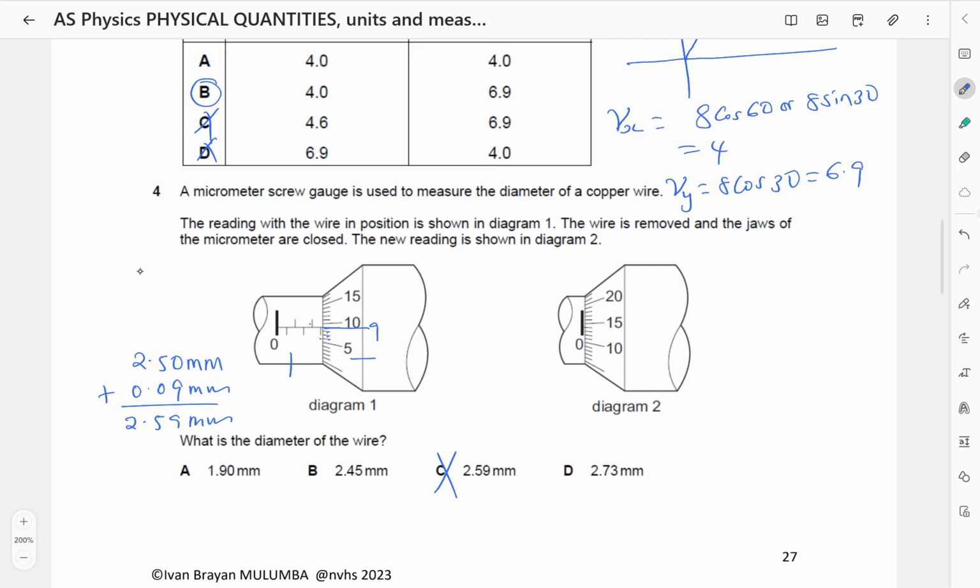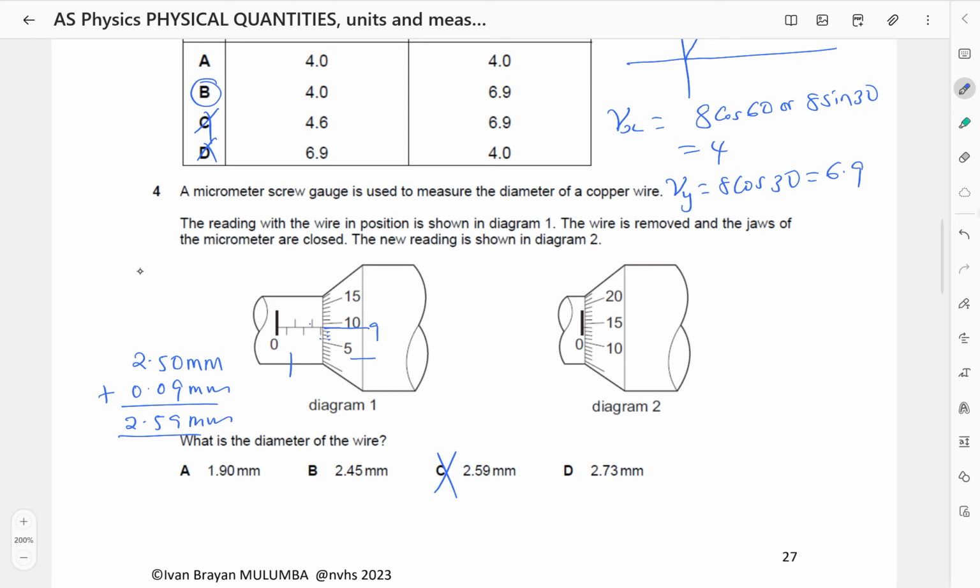They told us that the wire is removed and the jaws of the micrometer are closed. The new reading is shown. So we now look at the new reading before we find the diameter. This is the reading when we use the instrument on the wire, and this is the reading when there is no object, but the jaws are closed.